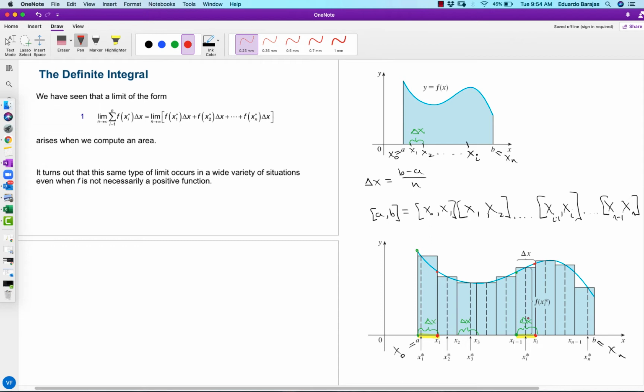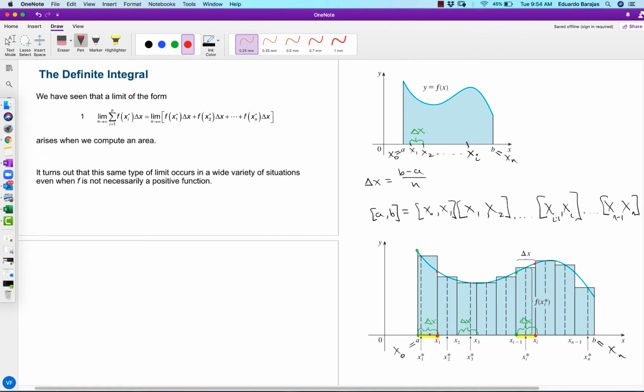But then later we introduced this idea where it doesn't have to be the left end or the right end. It could just be some random value in the middle, and that's where these little star ones come in. So the sequence of x stars represent randomly selected values that are within the base of each rectangle. So x sub 1 star is any random number in this base. This is selected at random right now, just something chosen for you to visually see. But it could be anything.